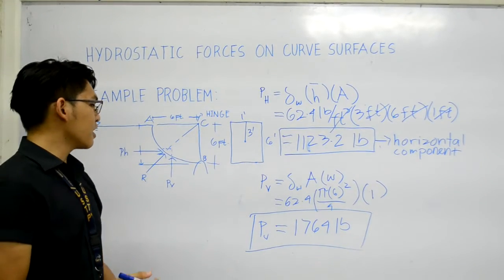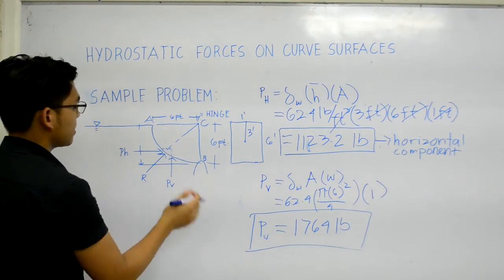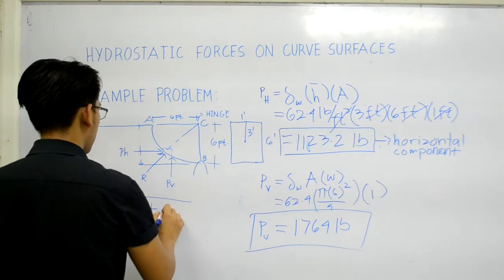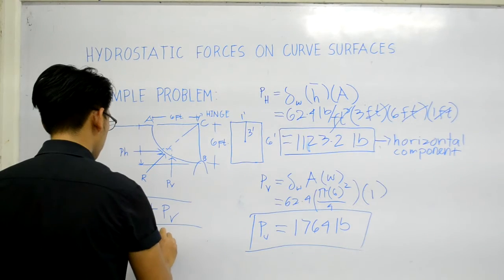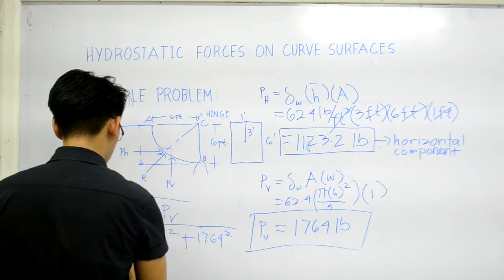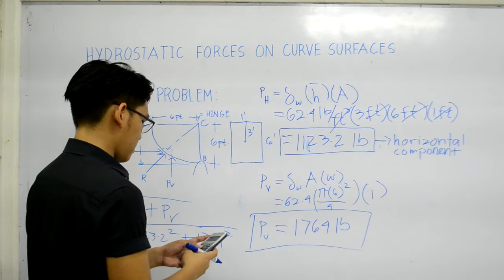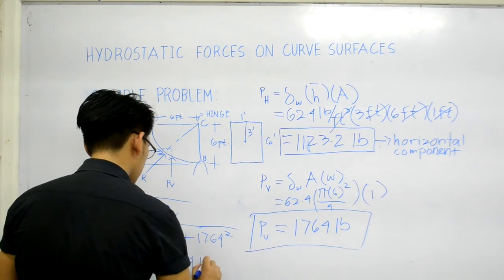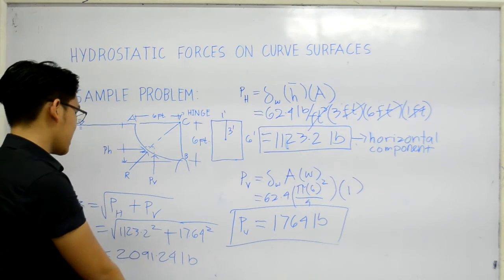So to determine the resultant force acting on this curved surface, we need to use the Pythagorean theorem. The Pythagorean theorem states that the resultant force is equal to the square root of P horizontal squared plus P vertical squared. Then, substitute. P horizontal is 1,123.2 squared plus 1,764 squared. The resultant force is 2,091.24 pounds. So the total force acting on this curved surface is equal to 2,091.24 pounds.